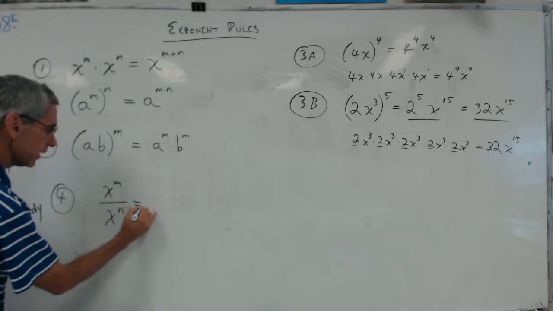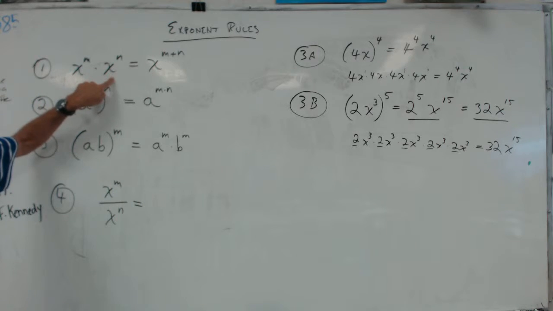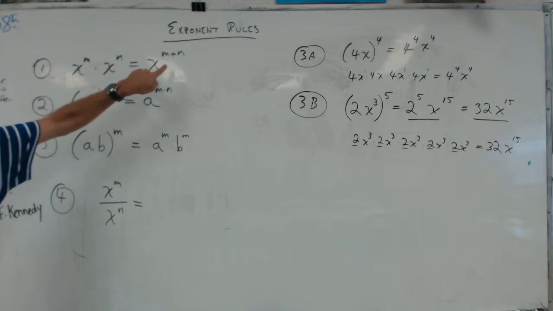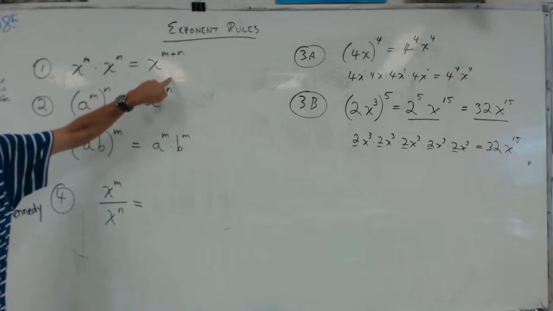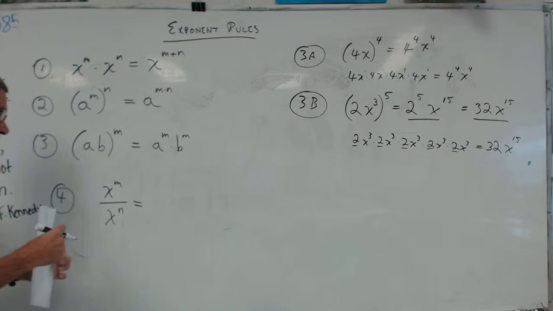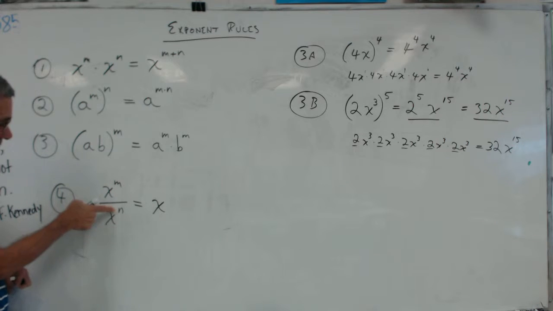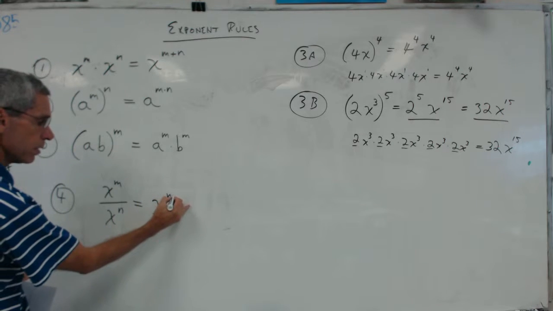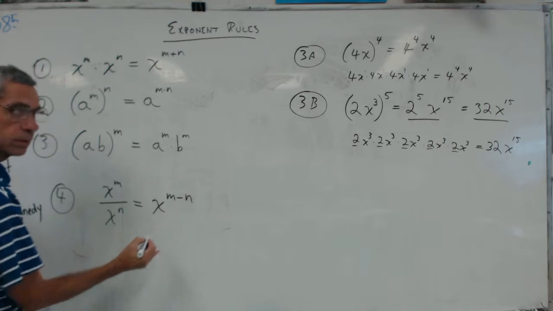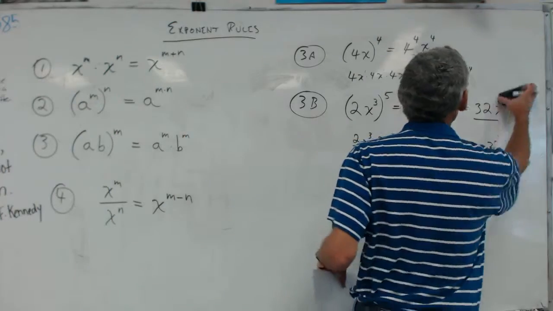So it makes sense that when you multiply same bases that have exponents, you keep the base and you add the exponents. What would you think you would do when you divide? It's the opposite of multiply. You keep the same base, and yes, you subtract them. So I subtract the denominator's exponent from the numerator's exponent. So m minus n. You with me? So that's your final rule. So now we'll do some examples of that. I'm going to just erase this.